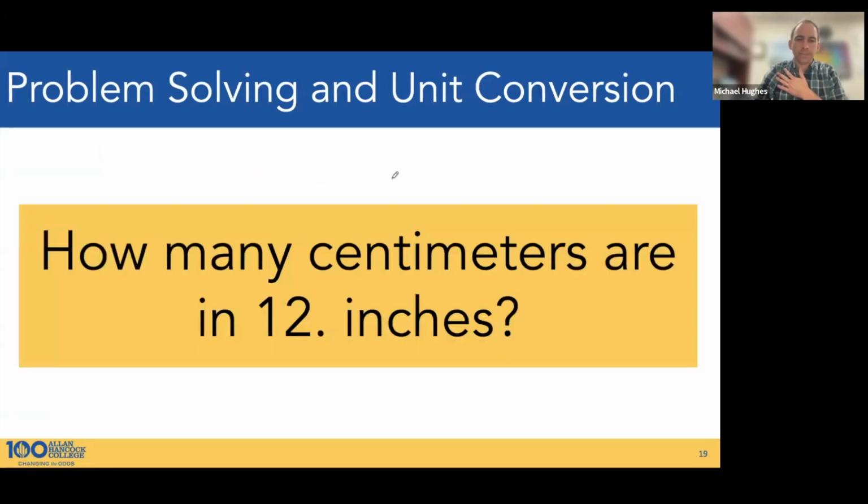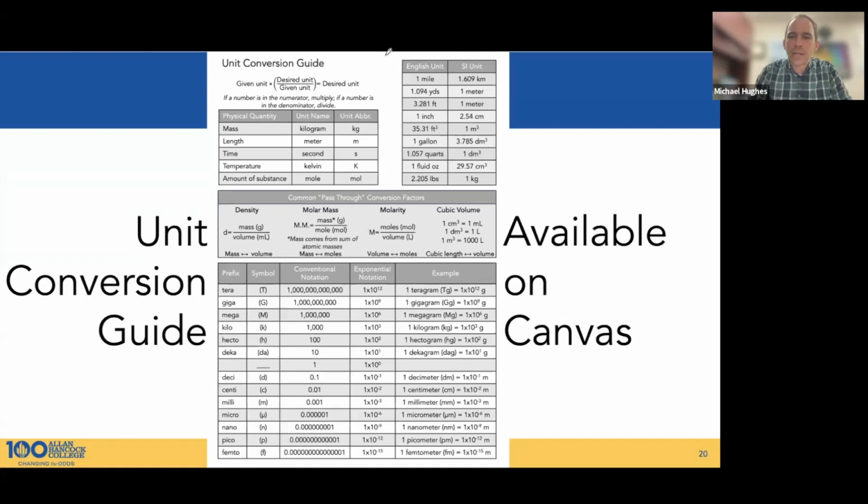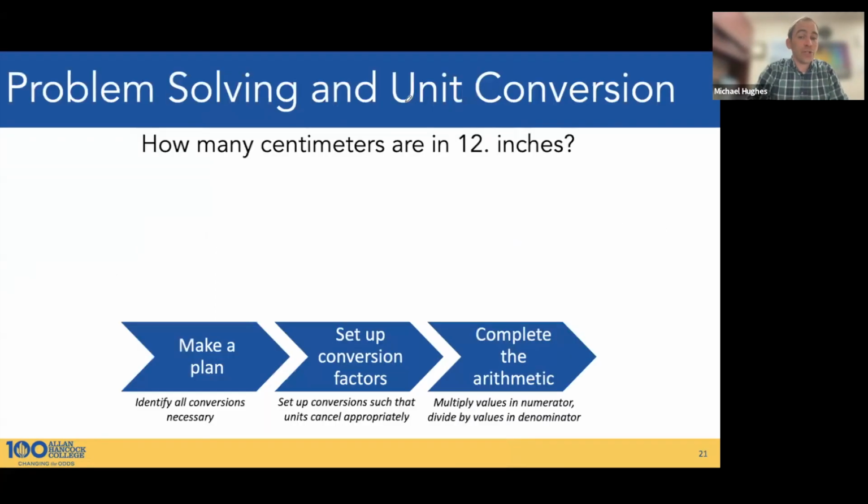Let's try another one. How many centimeters are in 12 inches? So now we're not just using prefixes anymore, but we're going to want to get a lot of practice with those prefixes. Now we're given a traditional unit and we want to convert it to an SI unit. Here we have the relationship between inches and centimeters. It's an exact value. There's 2.54 centimeters in every 1 inch. So that's where we're going to be going on our conversion guide.